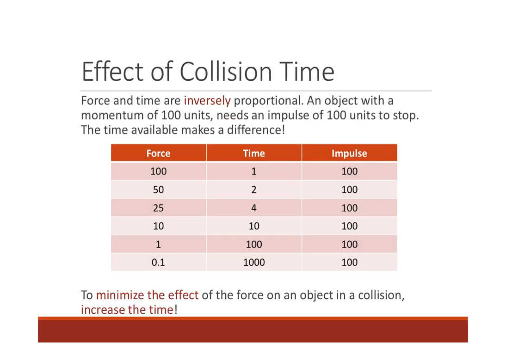And then finally, as I just talked about in the airbag example, force and time are inversely proportional. So an object, if it has a momentum of 100 units, whatever those units might be, needs an impulse of 100 units to stop. But do you do that in 1 second, where you have to apply a force of 100? Or do you do that in 10 seconds, where you apply a force of 10? Or do you take 100 seconds and you only have to apply a force of 1? The amount of force on an object is inversely proportional to time. So to minimize the effect on the object that's experiencing this change in velocity, increase the time when a collision is involved.